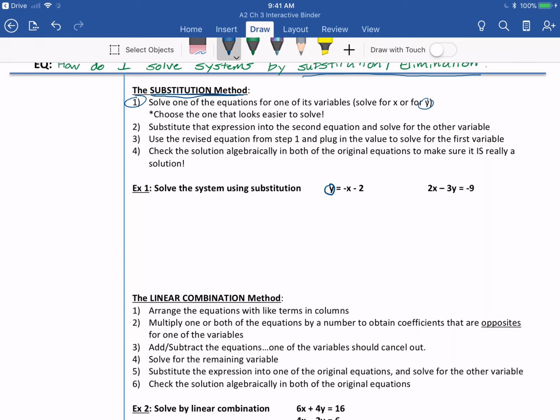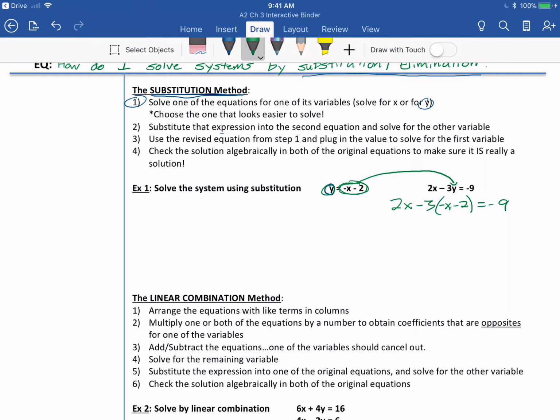Next, substitute that expression into the second equation and solve for the other variable. That's a lot of words to say that, hey, I know that y equals negative x minus 2, so I like to circle that negative x minus 2. And look at this, I can just plug this in for my y over here because I know that negative x minus 2 is equal to y. So now I'm just going to rewrite this equation. I have 2x minus 3, and instead of writing y, I'm going to write negative x minus 2, equals negative 9. So I substituted this value in for my y.